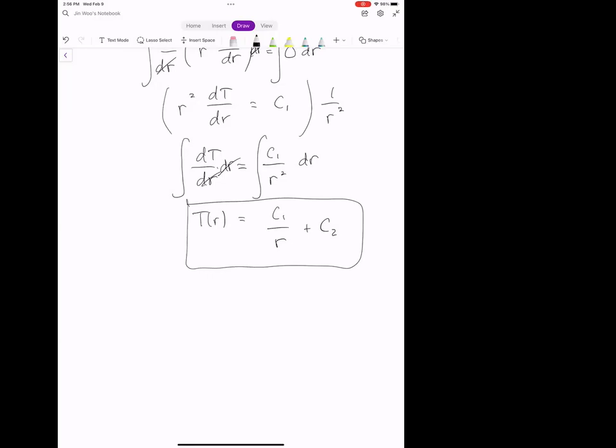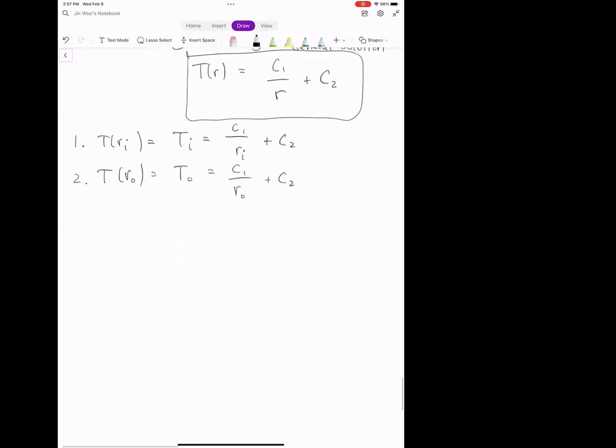Okay, and so now that we have our general solution, we can go ahead and apply the boundary conditions. And so we have 2 of them. The first one we have is T at Ri is equal to Ti. If we plug Ri into this equation, we have C1 divided by Ri plus C2. Next, we have T at Ro is equal to To. So C1 divided by Ro plus C2. And so here are our two equations that we can use to solve for C1 and C2.